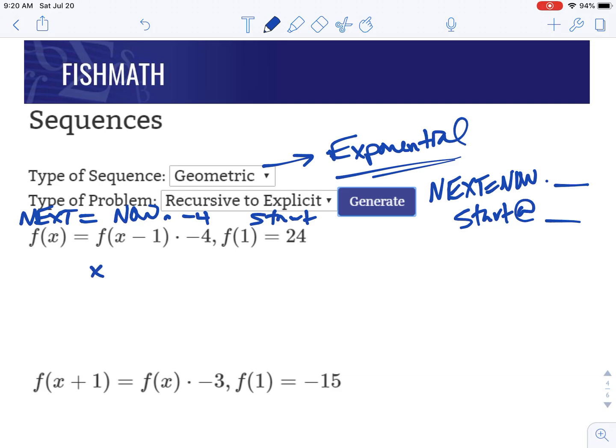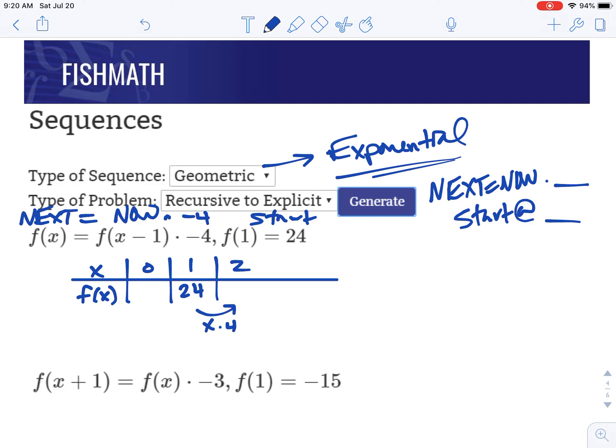For our table, we're going to use x's and f of x's, since that's what we're given in our relationship. We're going to skip 0 for now. The first term is 24. And then we would just multiply that by -4 to get the next term. So 2, 3, 4, etc. After that, all they would do is just multiply by -4. So this would be -96, and we don't really need anything more than that. We could keep going here and get the next one. 3 would be 384, but we don't really need to keep going more beyond that.